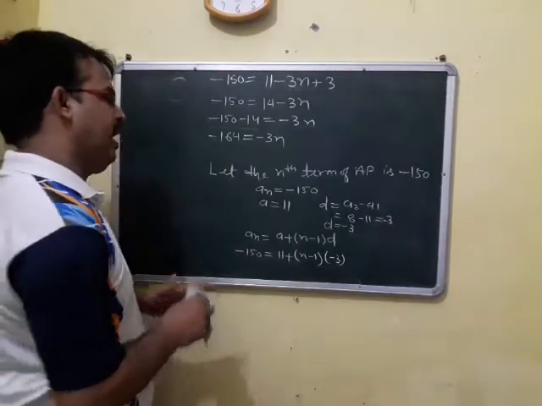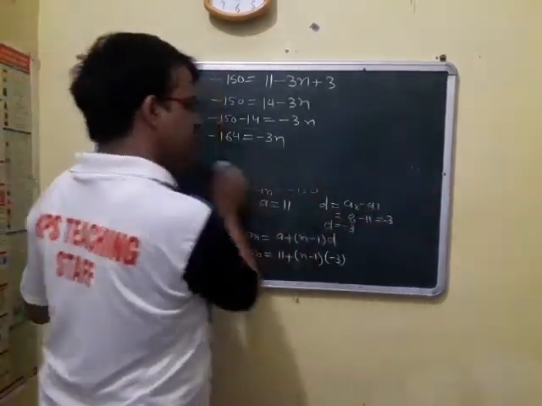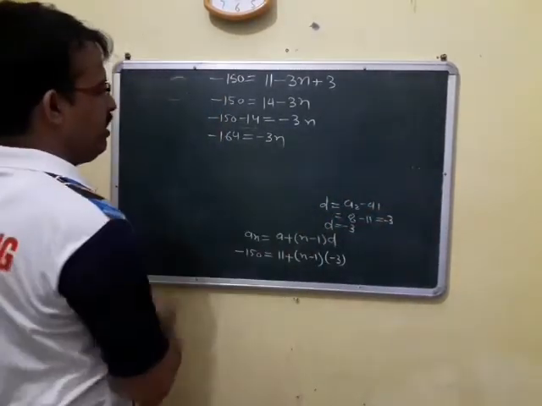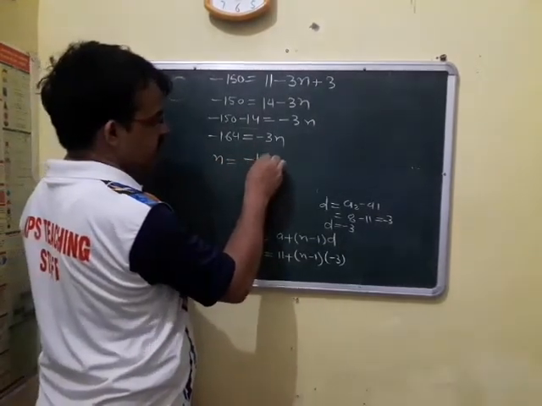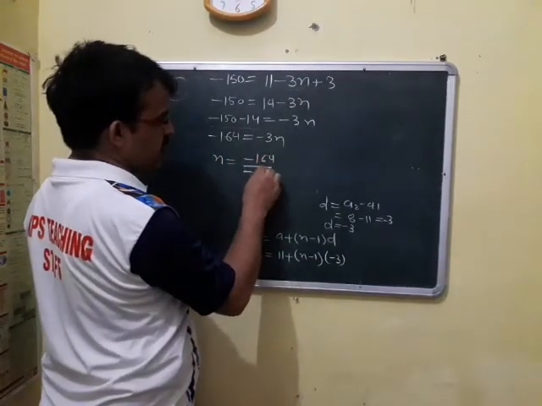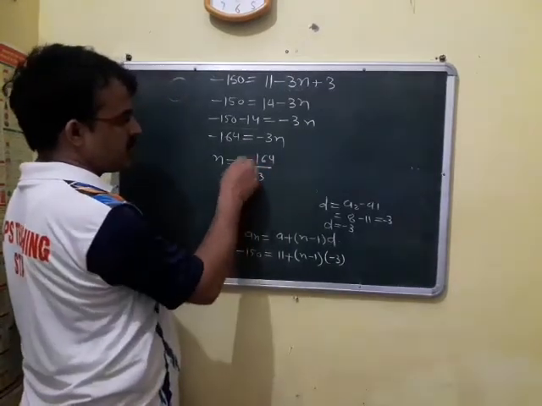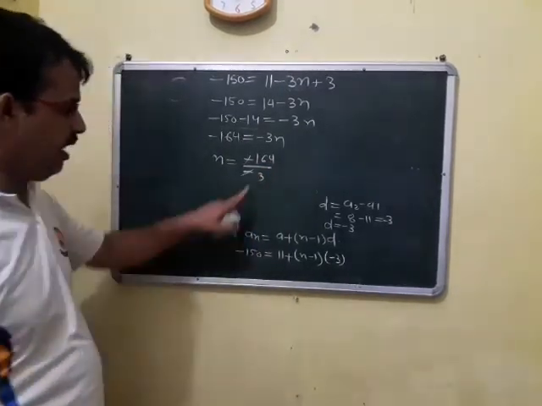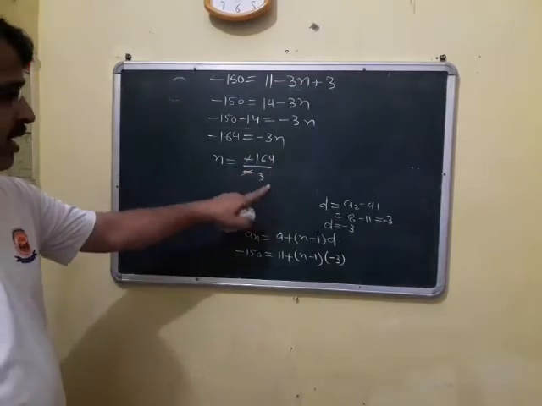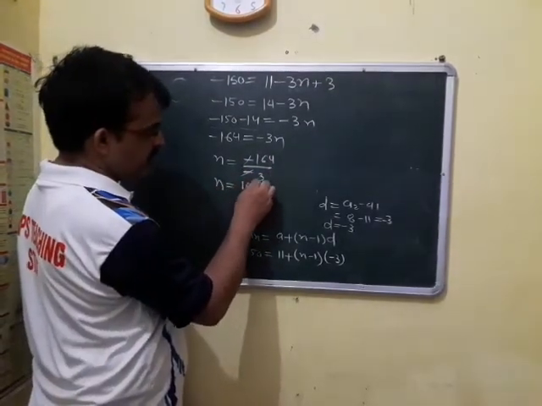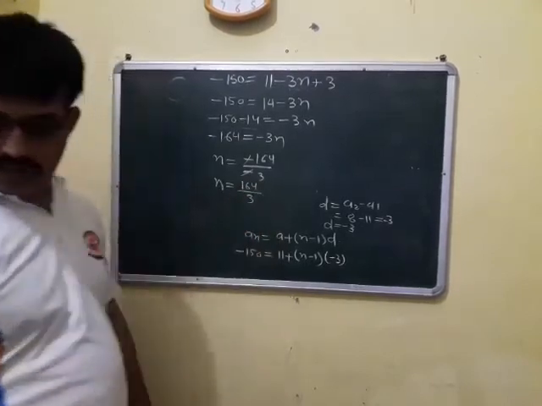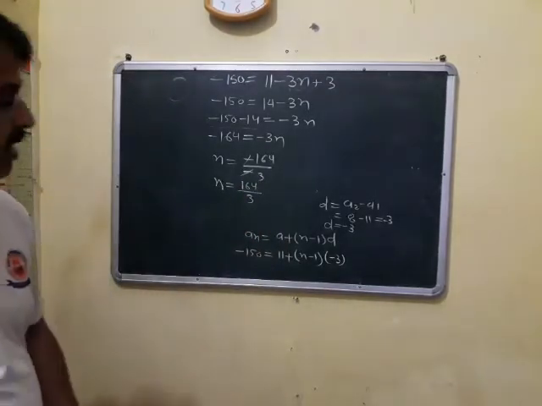So find n here. So n is equal to minus 164 by minus 3. The minus signs cancel, and this one is not divisible by this. So n is equal to 164 by 3.